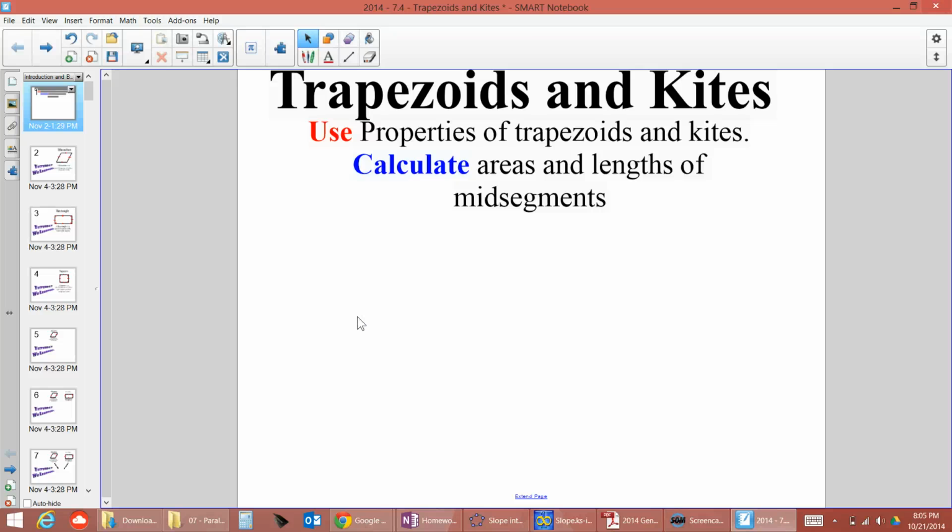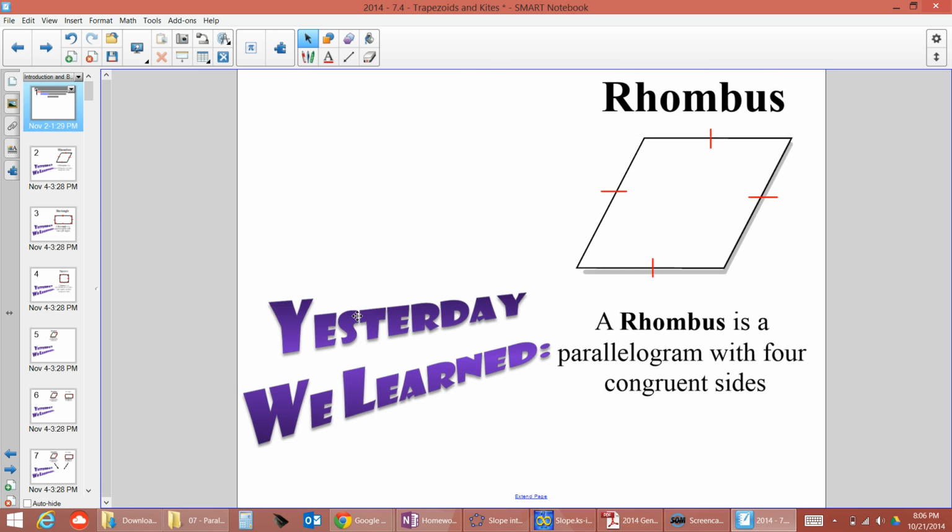All right, 7.4, trapezoids and kites. Kites really isn't a very commonly used term in geometry, but we're going to cover it for the purposes of this class. So if you never hear it again, so be it. But kites are kind of a thing of the past. Trapezoids and kites, here we go.